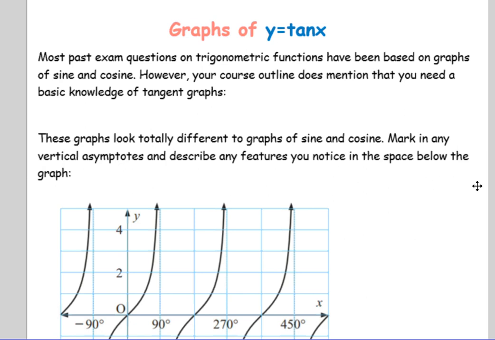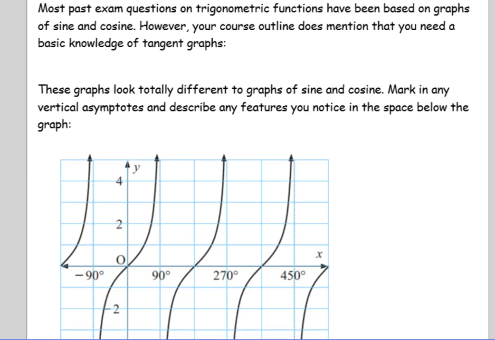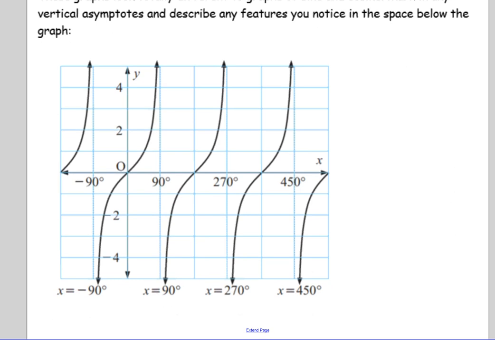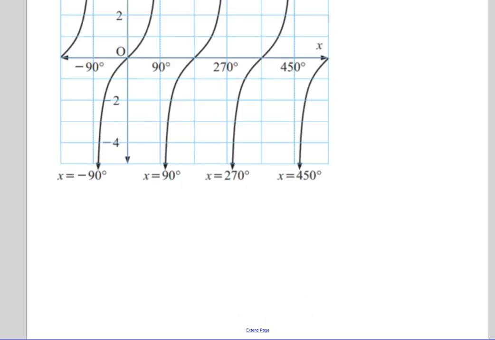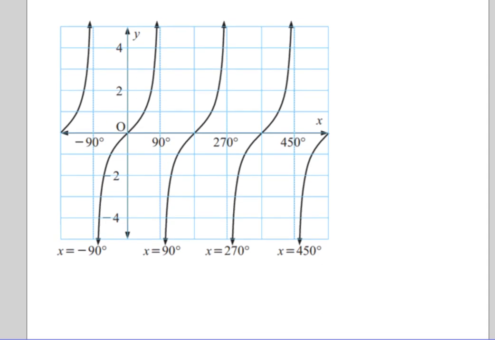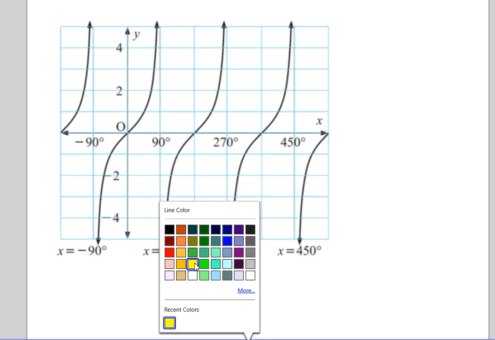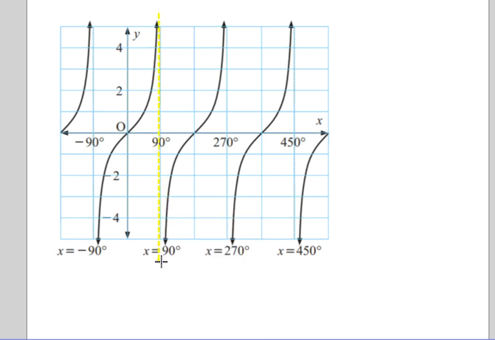Do you see any asymptotes? Let's see if we can mark some in. Let's extend this a bit. There's more than one vertical asymptote. There's no horizontal ones, but there's a few vertical ones. So I'll just let you have a look and see if you can see them first. Let's make them nice and yellow. You might have noticed there's one here. There's also one here. There's also one here. And there's one back here too.